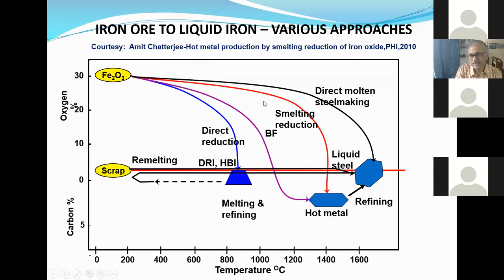In the smelting reduction process, the idea here is to get rid of the complexities of the blast furnace. In the blast furnace, what is there? You have a very, very complex reactor, but a very efficient reactor. From the heat transfer and mass transfer point of view, the blast furnace is an excellent reactor.